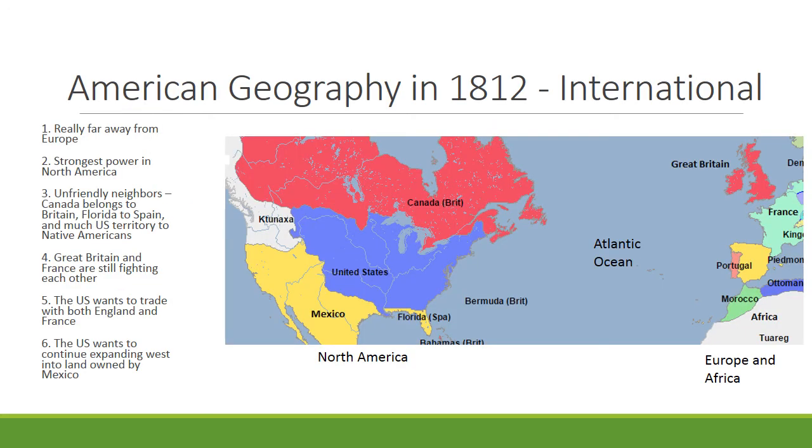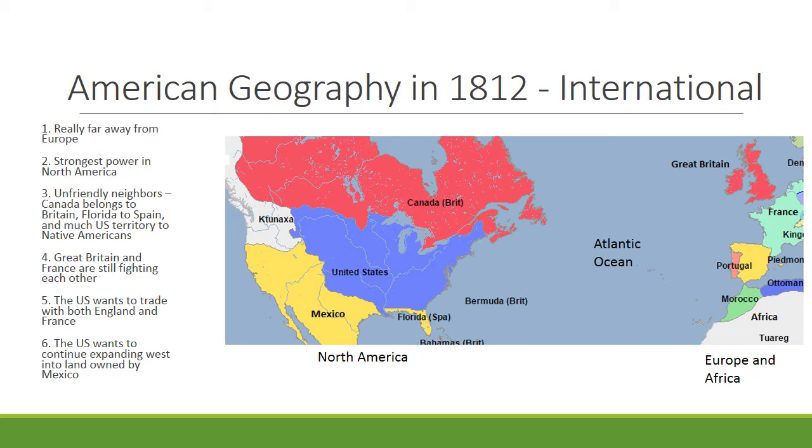Alright, so let's get started by looking at American geography and basically where the United States stood in relation to the rest of the world. So this big continent right in front of us, that's North America. To the right of that, that is to the east, there is the Atlantic Ocean. And then you have Europe up there in the top right corner. So the first thing you'll probably notice is that North America is really far away from Europe.